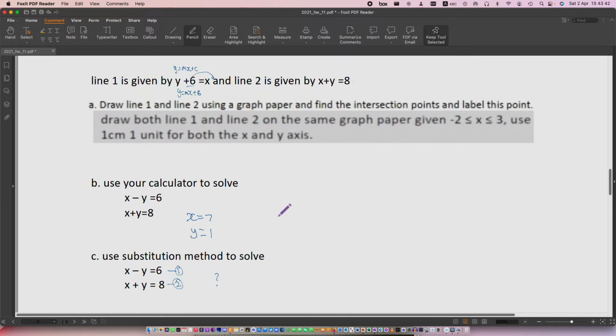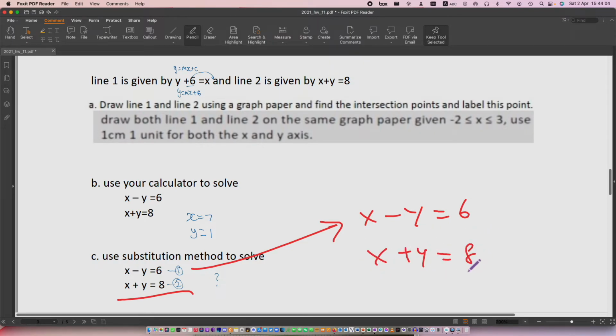Okay, this question. This is a very simple one. Why can you not use the substitution method? How do you get this? Which one do you prefer? Which one is easier to change to y equals mx plus c? Which one is easier for you to change? The second one, right?